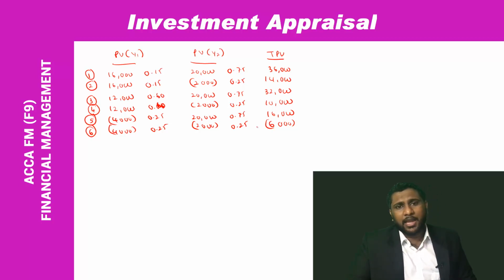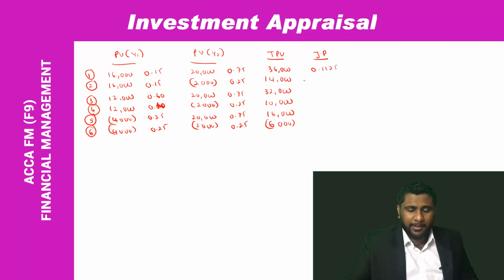So next what you have to calculate is something called joint probability. So you know how to calculate the joint probability. First probability into the second probability. So 0.15 into 0.75, how much you are getting there? 0.1125. So what's the meaning of this 0.1125? Actually, the probability of getting this 36,000 present value is 11.25%.